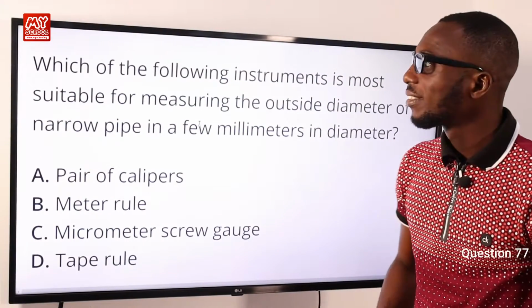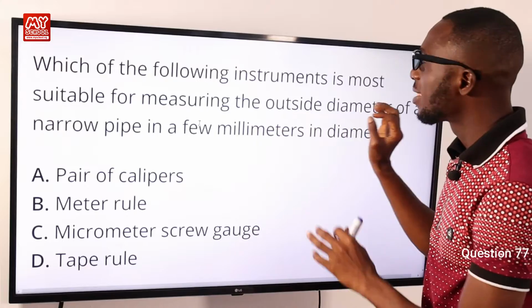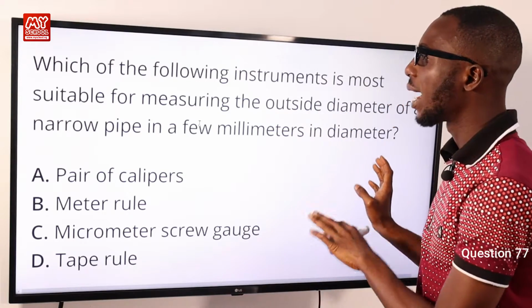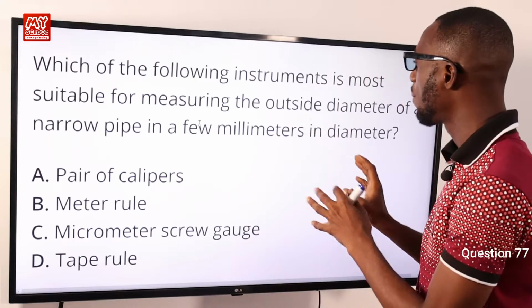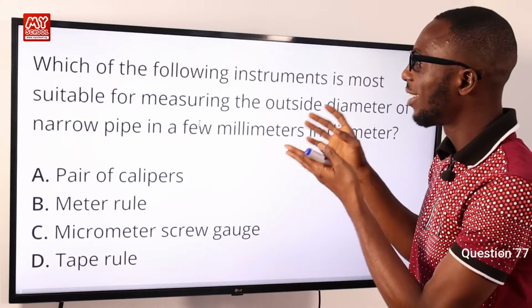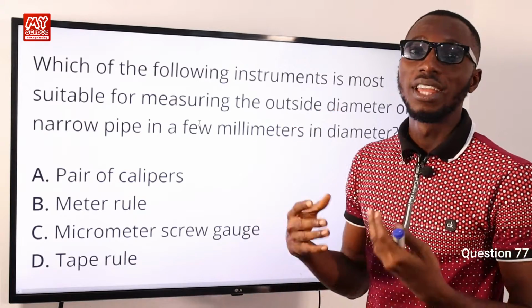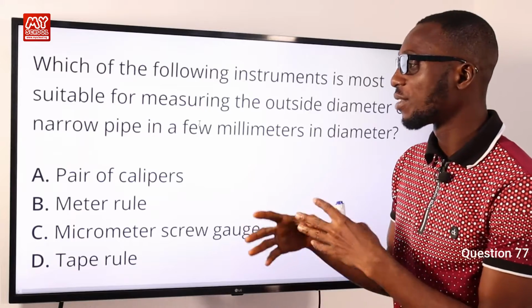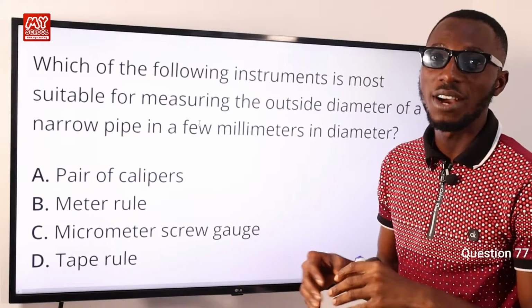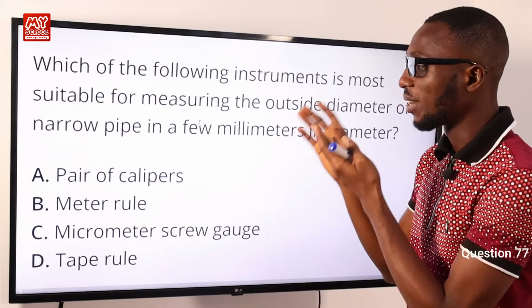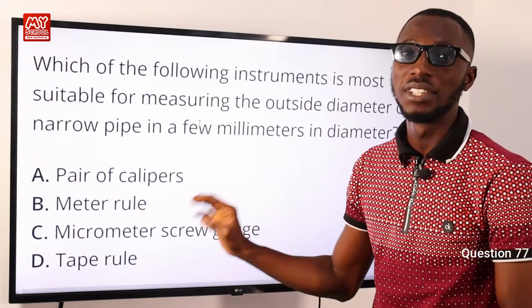Number 77, which of the following instruments is most suitable for measuring the outside diameter of a narrow pipe a few millimeters in diameter? Okay, so the instrument that is suitable is a pair of vernier calipers. You can even use it to measure the internal or external diameter of a tube or the diameter of a rod. So the correct option here is option A.